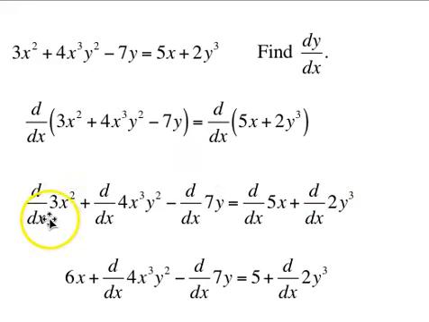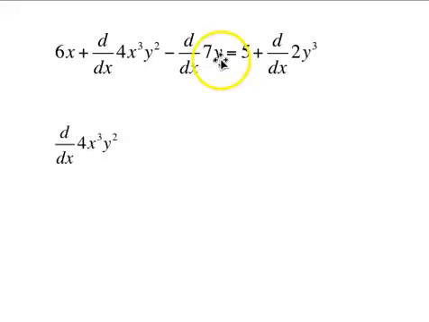The derivative with respect to x of 3x squared is just 6x. This one we'll work on. The derivative with respect to x of 5x is 5, and this one has a y. So we need to do a little bit of work with these pieces that have y's in them. The ones that are just functions of x, we just take the regular derivatives.